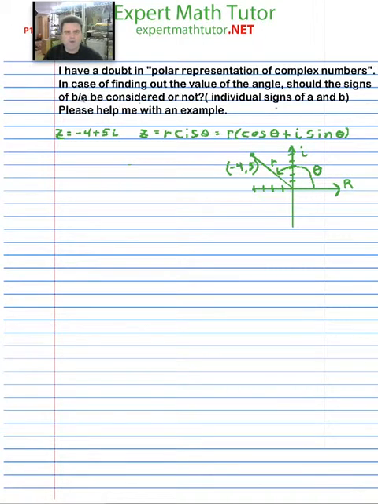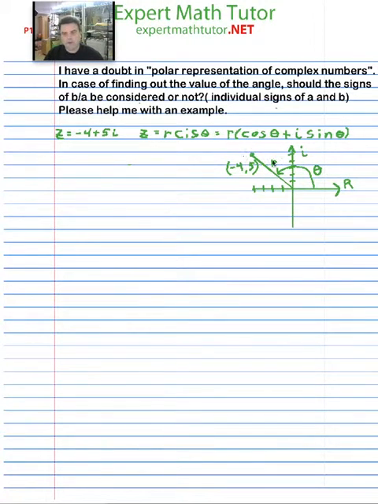Here's a question I received this morning. I have a doubt in polar representation of complex numbers. In case of finding out the value of the angle, should the signs of b over a be considered or not? Individual signs of a and b. Please help me with an example.